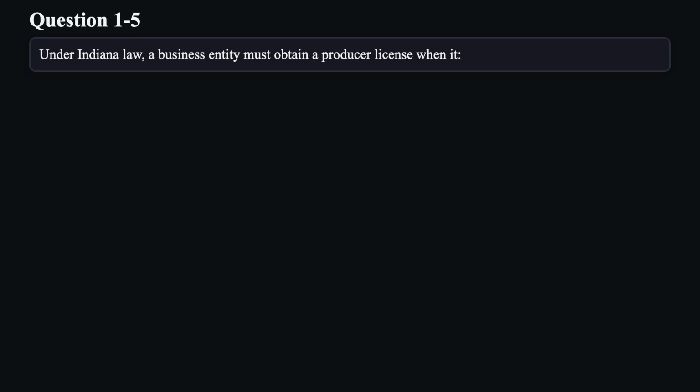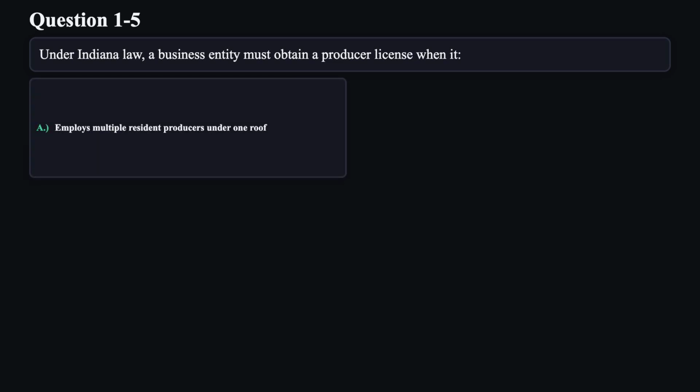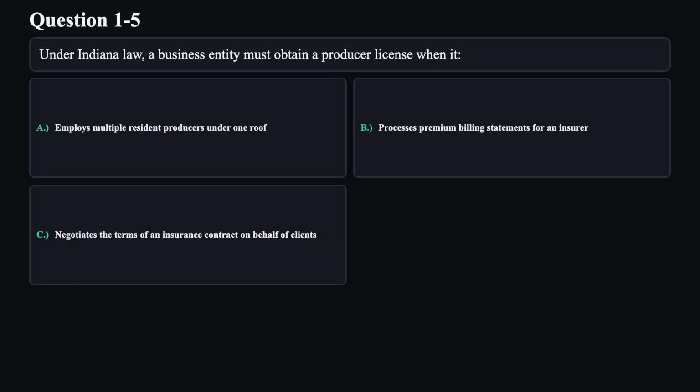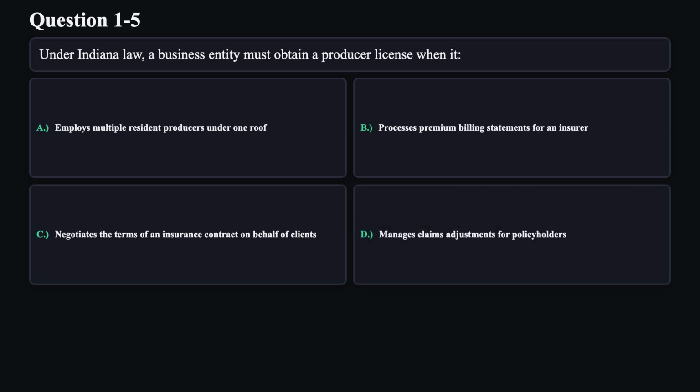Question 5. Under Indiana law, a business entity must obtain a producer license when it A. Employs multiple resident producers under one roof. B. Processes premium billing statements for an insurer. C. Negotiates the terms of an insurance contract on behalf of clients. D. Manages claims adjustments for policyholders.